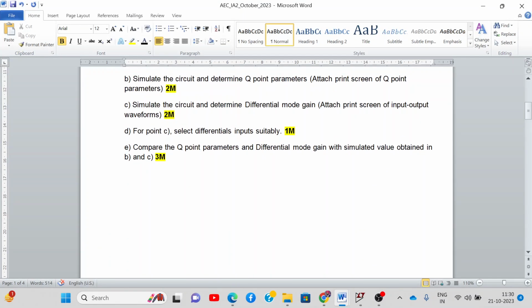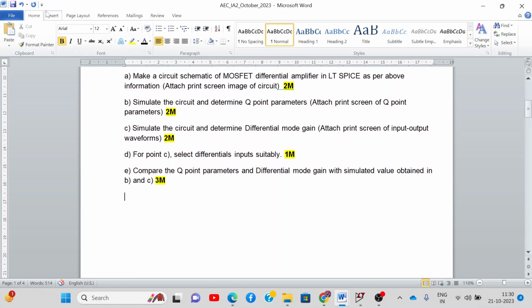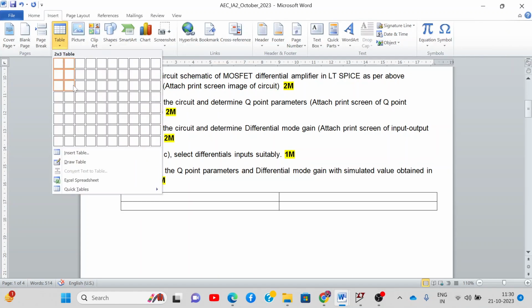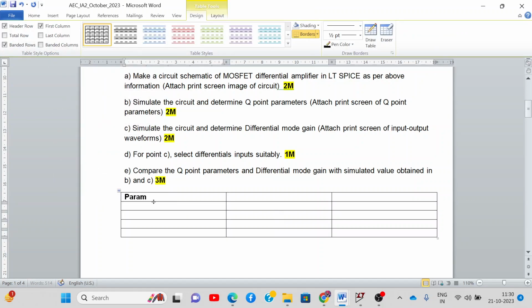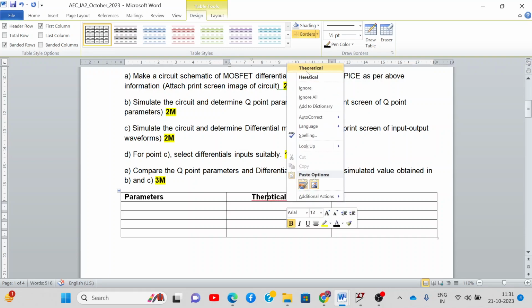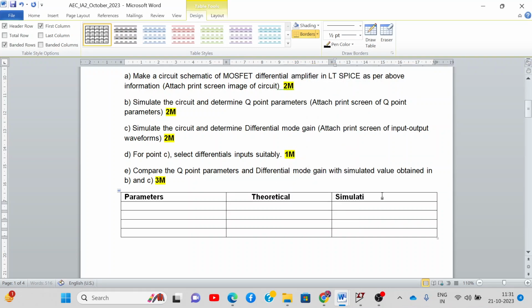Now, the last part is you have to calculate it theoretically. So basically you have to make a table. Let's say what parameters you are inputting. Here you write Q point parameters first. So Q point parameters are ID. And here you can write theoretical and simulated. You have to create this table.